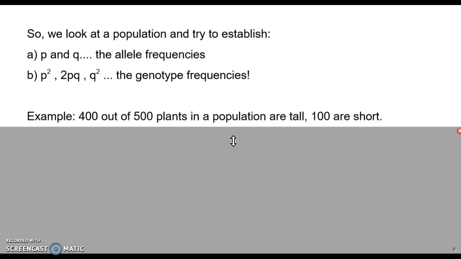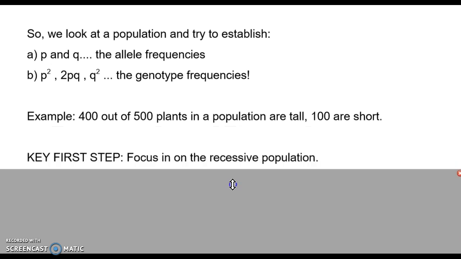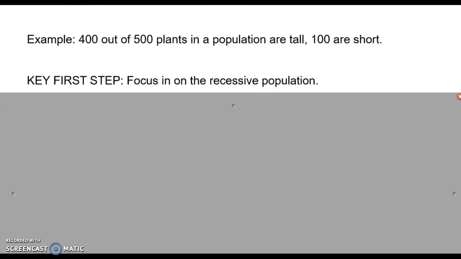So let's take a look. Here's an example. Let's say we looked at 500 plants in a population and we found that 400 of them are tall and 100 are short. So what can we do with this? Okay, here's our first step. Key first step in any kind of Hardy-Weinberg analysis: focus in on the recessive population. These 100 are going to be the key to the entire understanding of what's going on.